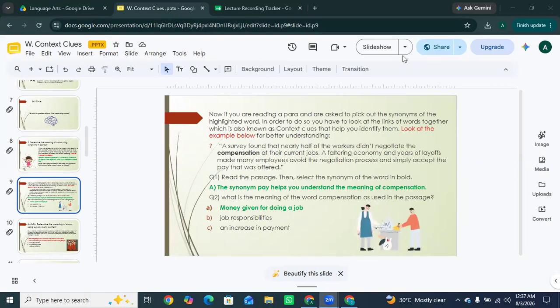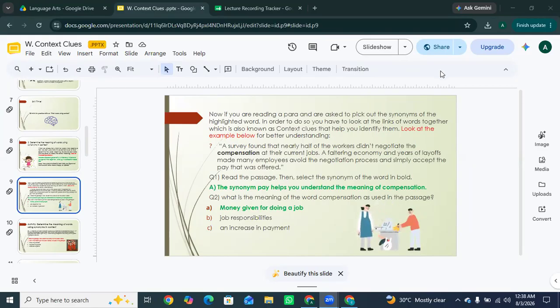Here we have another practice question. You have to find synonyms in a paragraph. To find synonyms in a longer passage, read how words connect to each other in the text. Read the passage carefully, then we will discuss. Read the passage, then select the synonym of the word in bold. Here we have compensation. The synonym for compensation in the passage is pay. Both words refer to money received for work.